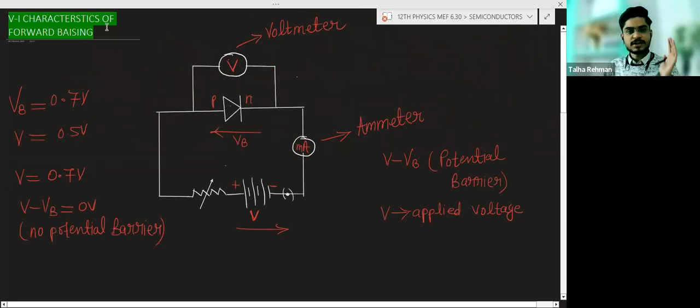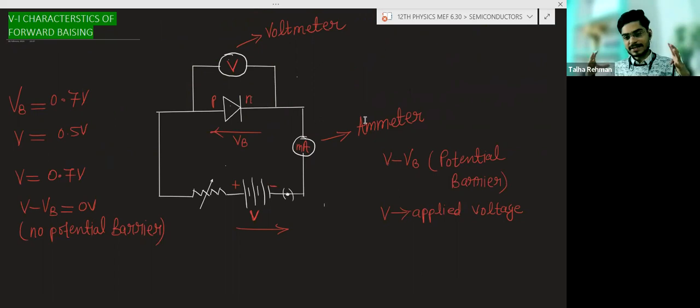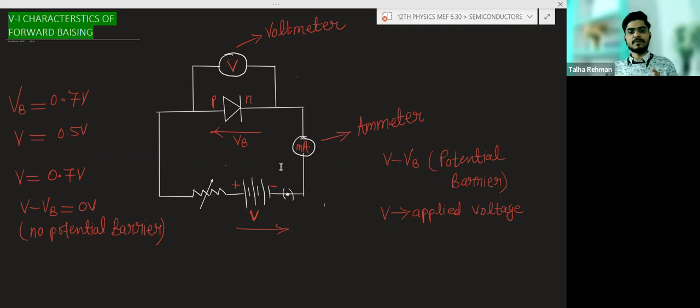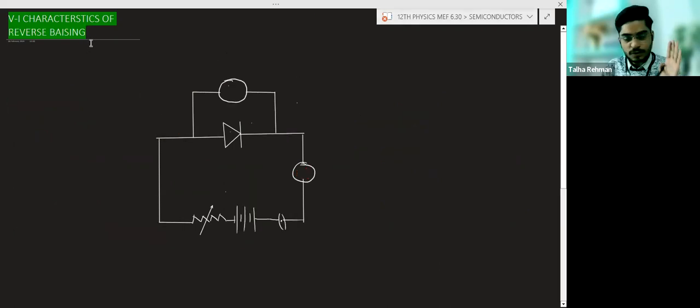Now we will discuss the VI characteristics of reverse biasing. What will happen in reverse biasing? In reverse biasing, the potential barrier will increase, so charge carriers cannot flow, the thickness of the depletion layer will increase, the resistance for the charge carriers will increase, and the current will become very small. But there is a voltage at which breakdown will take place and the current will sharply increase. You can see here.